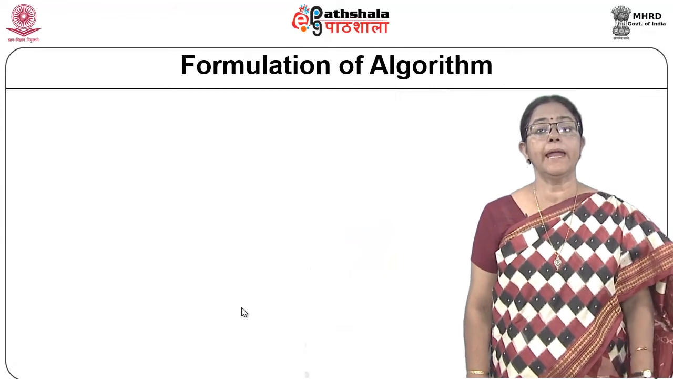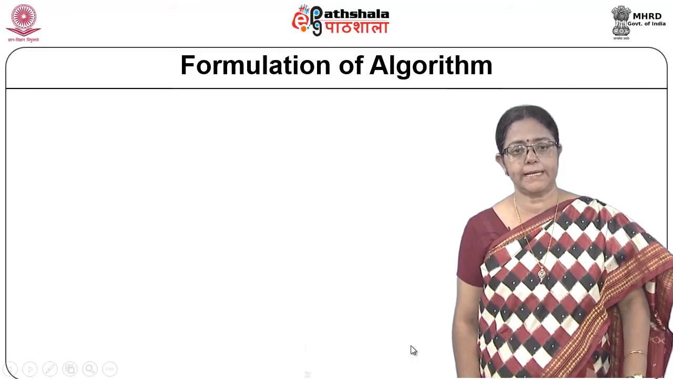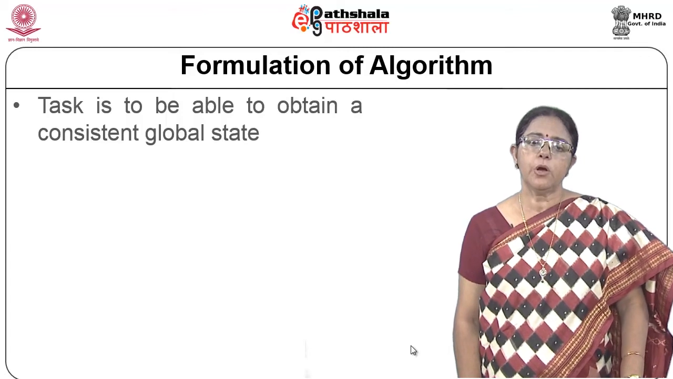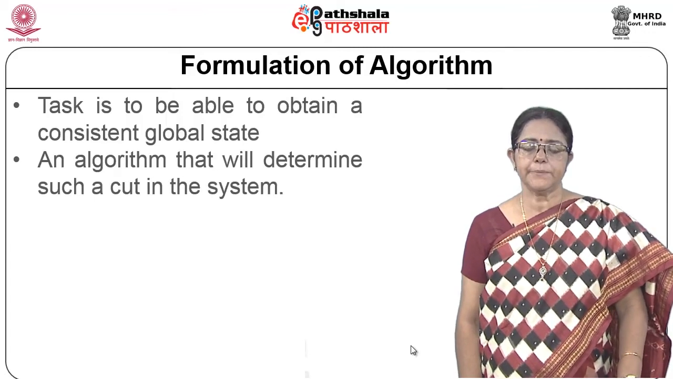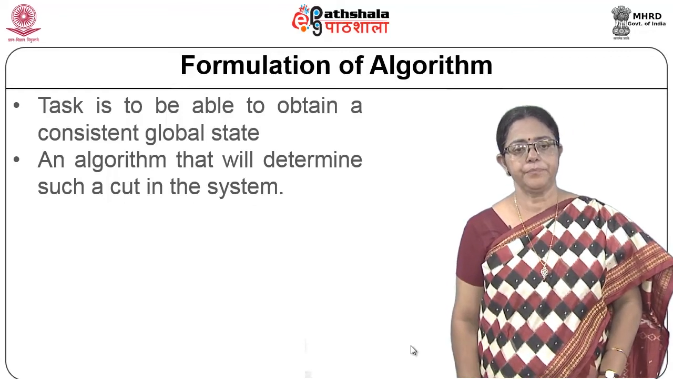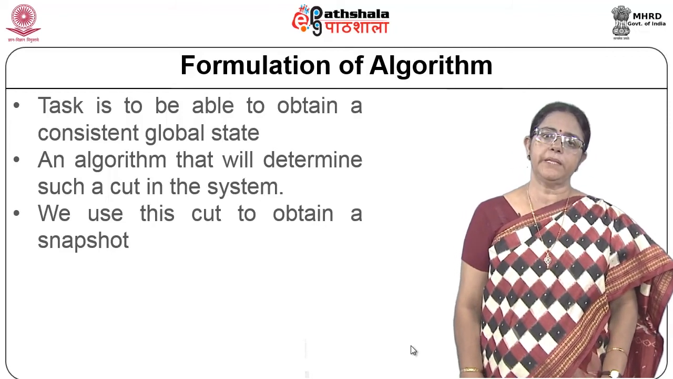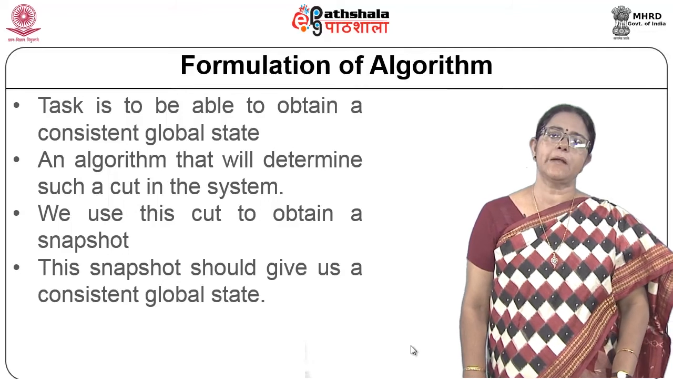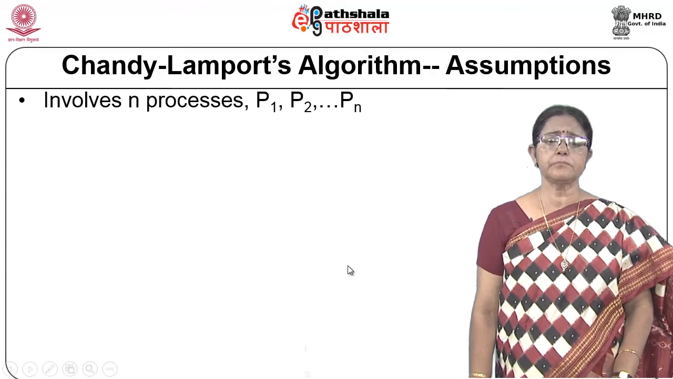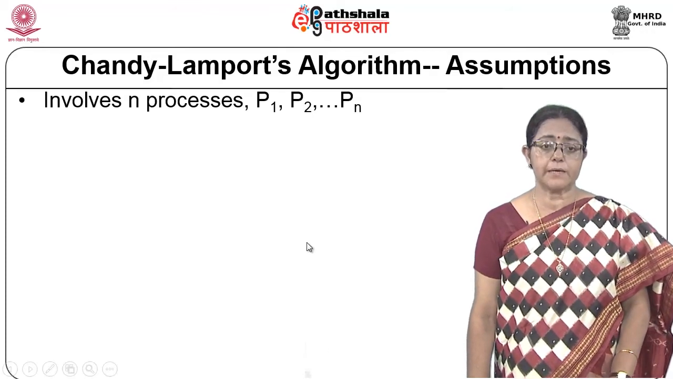So, let us now look at a formulation of our algorithm to obtain a global state and a consistent cut, so to say. So, the task is to be able to obtain a consistent global state. We need an algorithm to determine the cut in the system. The cut is used to obtain the snapshot, and this snapshot should give us a global state, a consistent global state. So, this is the Chandy-Lamport algorithm. Let us first look at the assumptions of the algorithm.